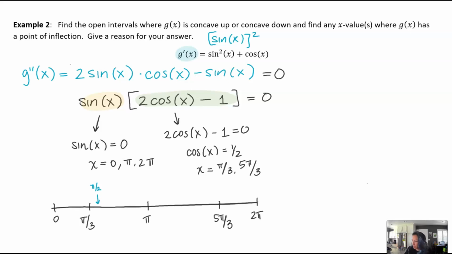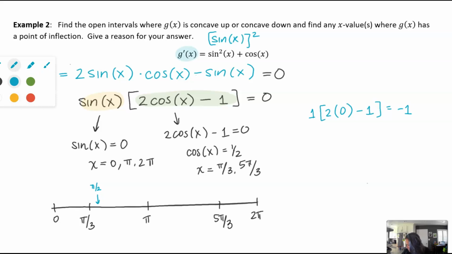Okay, my brain hurts. I'm already sad that I have to plug this in. All right, so sine of pi over 2 is 1. And then we'll have a 2. Cosine of pi over 2 is 0, minus 1. So this will be 1 times a negative 1. This is negative. So this whole section is concave down. Perfection.